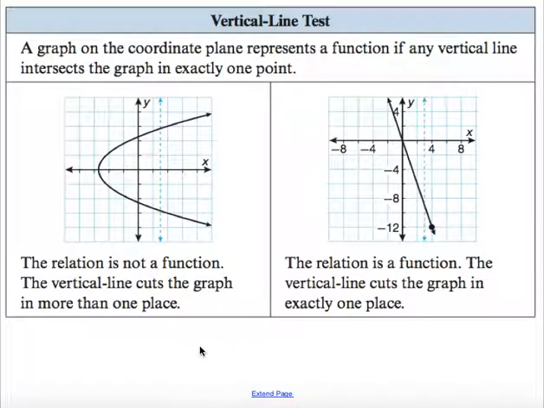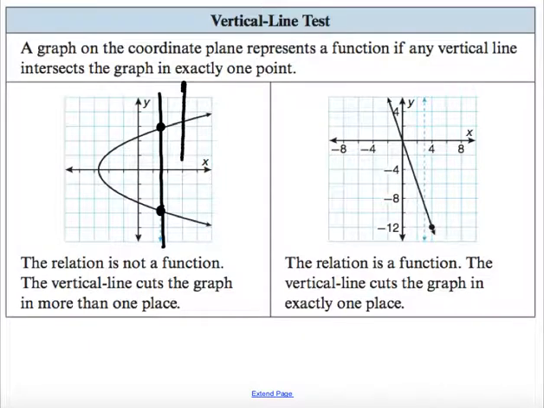All right. We can also determine if something is a function using the vertical line test. What this is saying is that if we have a graph on the coordinate plane, we can use a vertical line and see if it intersects the graph at one point, or if it's more than one point, then we would say that's not a function. So for example, that first one on the left, the relation is not a function because the vertical line cuts the graph in more than one place. So we can see this dotted blue line right here, and we see if we have a vertical line, it connects right there and connects right there.